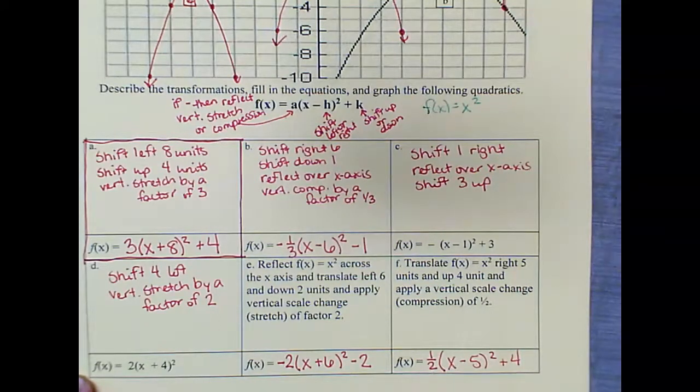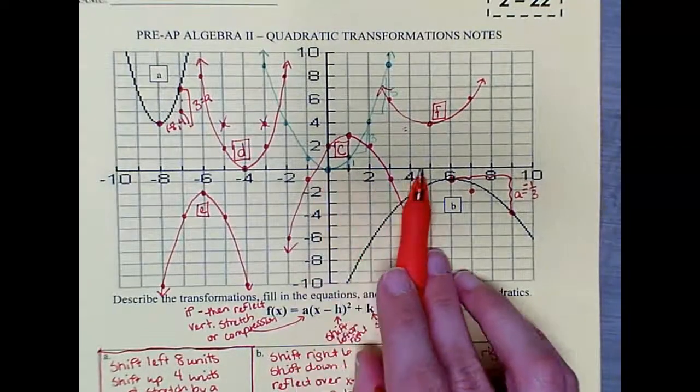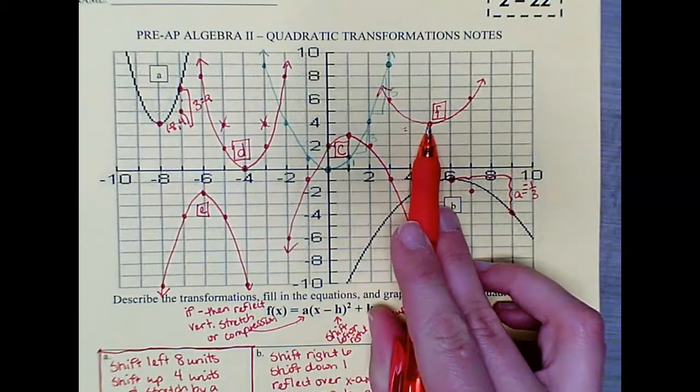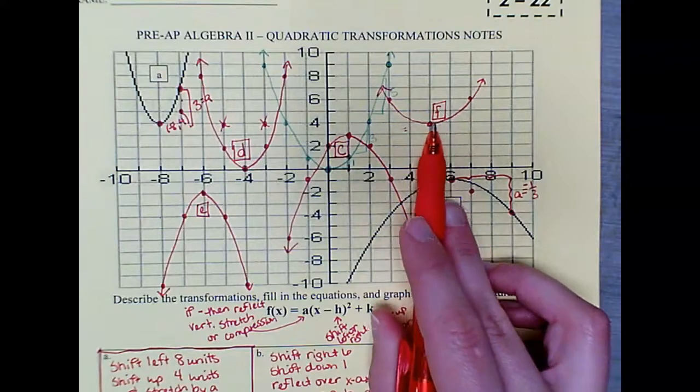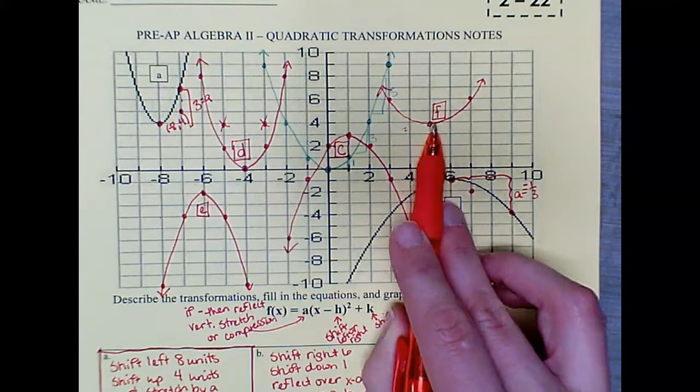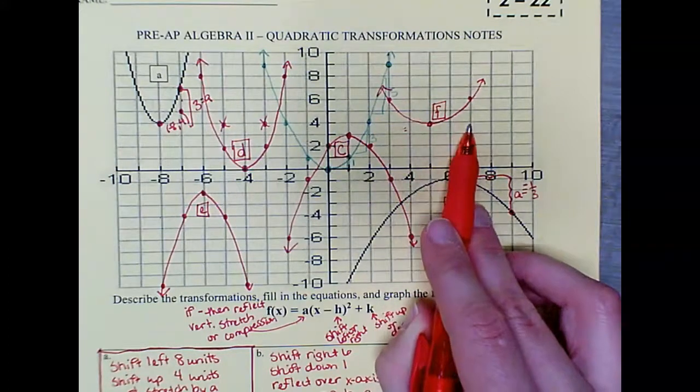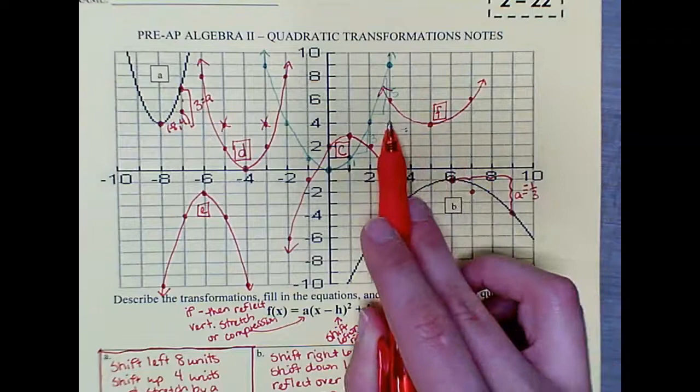When you graph, your new vertex will be shifted to the right 5 and up 4. So from the origin, right 5, up 4. And then if your compression is by a scale factor of 1/2, 1 over 2, that means that instead of going over 1 up 1, you need to go over the denominator and up the denominator. So over 2 up 2, over 2 up 2.